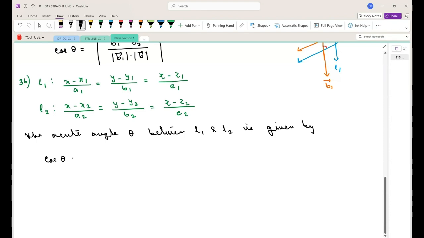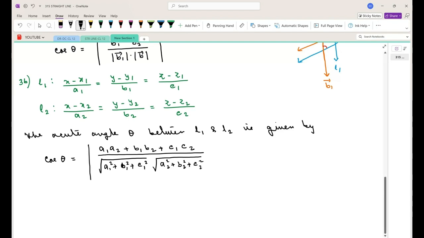cos theta equal to mod of A1 A2 plus B1 B2 plus C1 C2, whole divided by root over A1 square plus B1 square plus C1 square into root over A2 square plus B2 square plus C2 square. Okay. So again here a similar interpretation can be given.